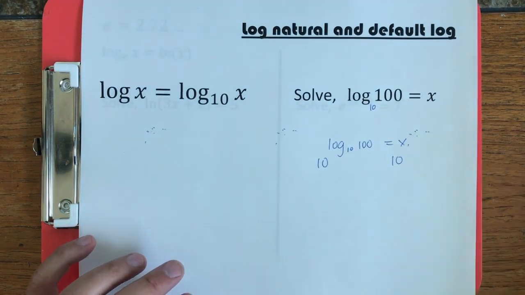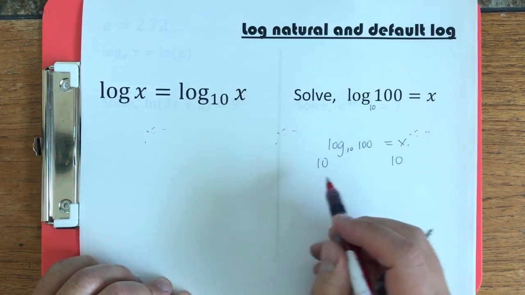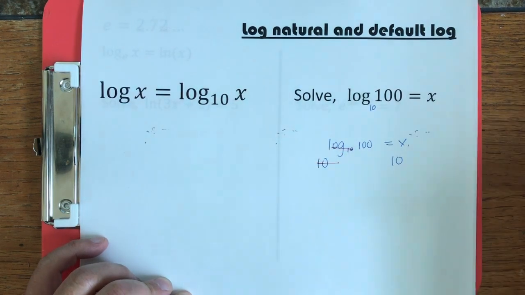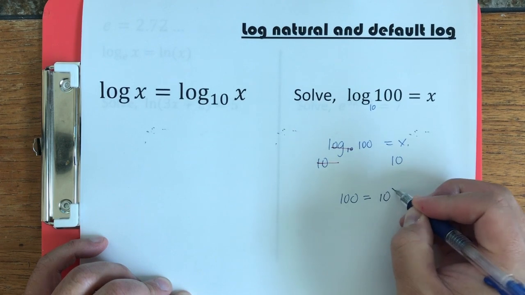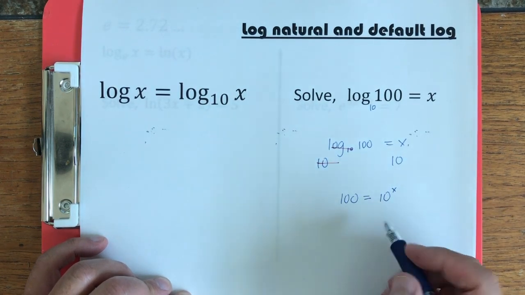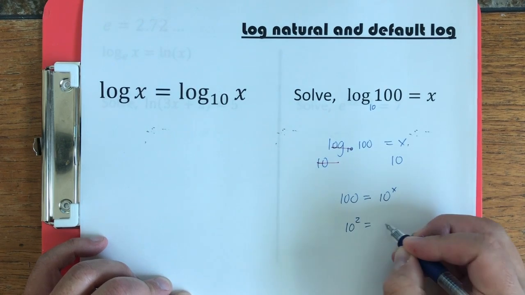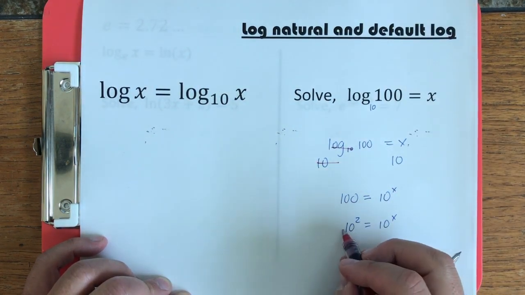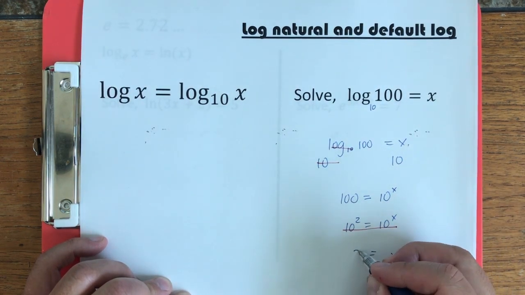And then, since this base and that base of the exponent match, we'll cross them out. Now, in order to solve for x, I want both sides to have the same base. Now that the bases match, we can say x is equal to 2.